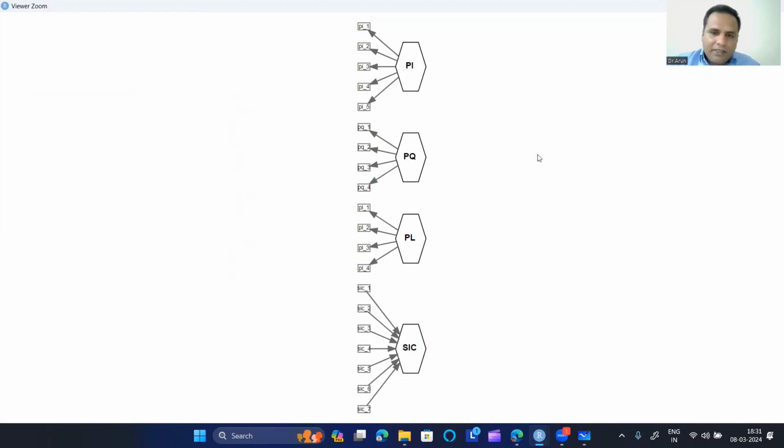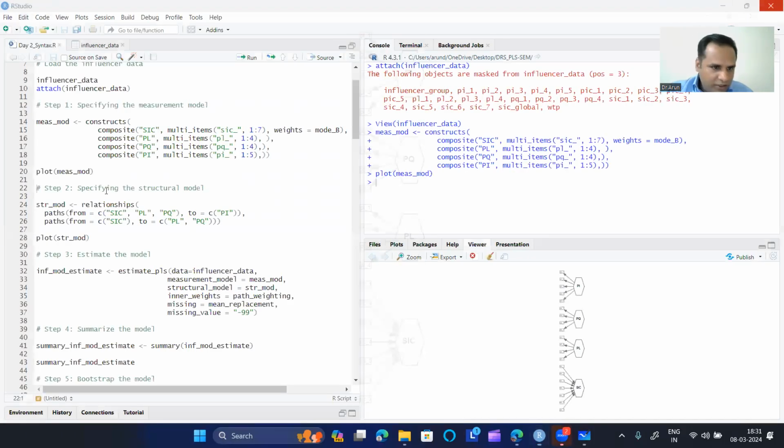Can anybody in this workshop tell me, out of the four constructs measured, which is a formatively measured construct? Yes, go ahead. Sir, SIC. SIC. And you see the arrow is from the indicator to the construct, while PI, PQ, PL are measured as reflective constructs. So there is one construct which is formatively measured. Okay, let me remove this. So my measurement model is okay.